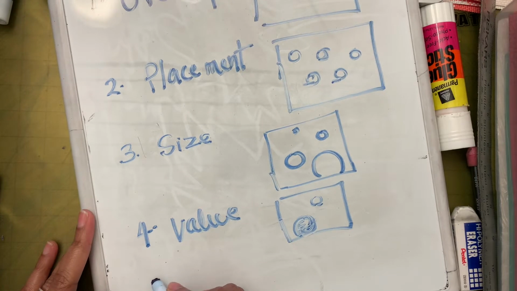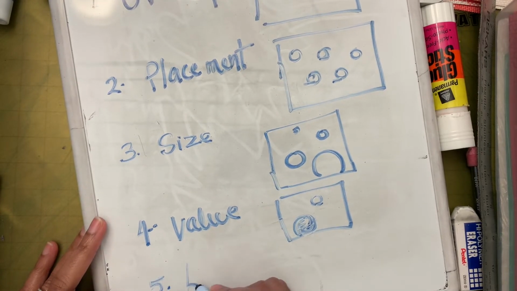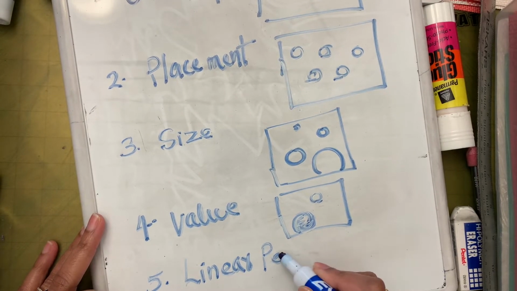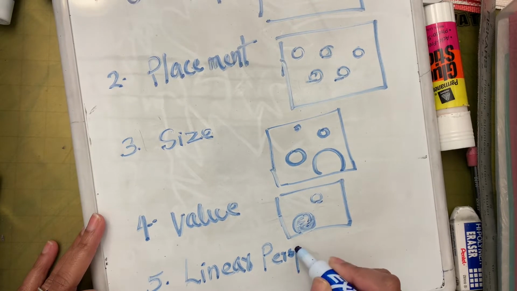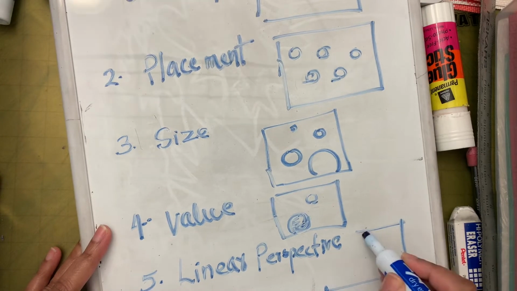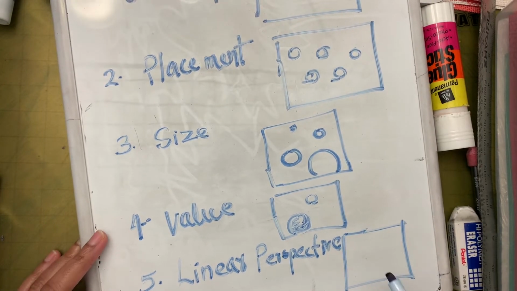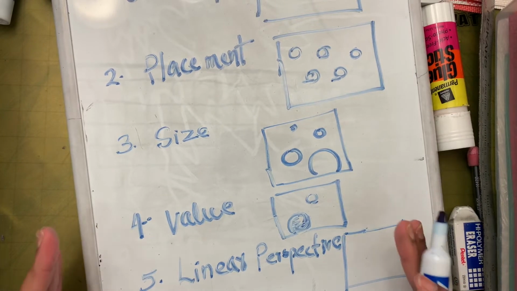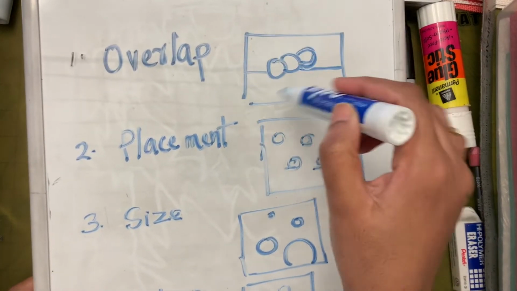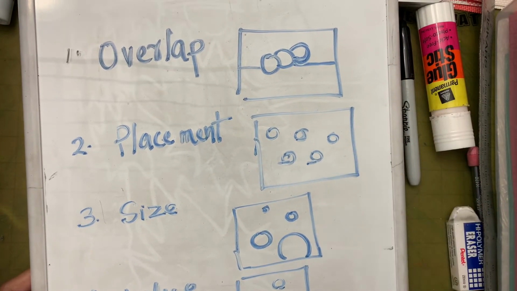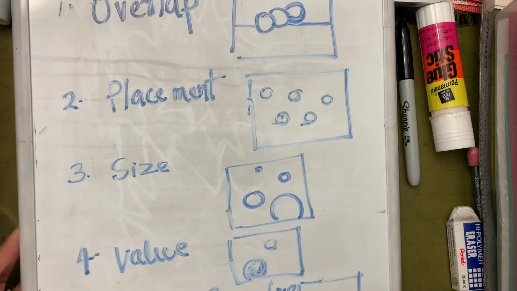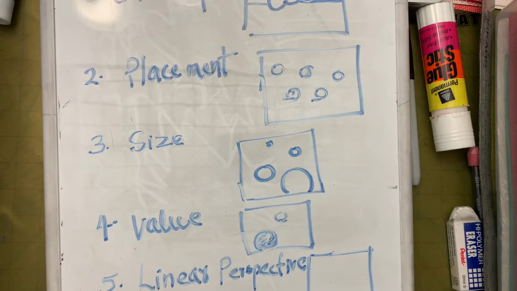Okay, the fifth technique is called linear perspective. That is what we are going to practice today. This is a technique in which we use lines to show depth. We use a horizon line and then vertical lines and all that. So we have tried all these techniques: overlapping, almost always; placement, yes; size, yes; value, yes. Now let's see how linear perspective is done.